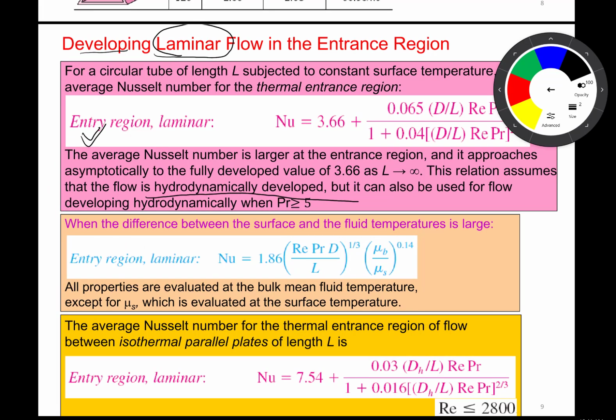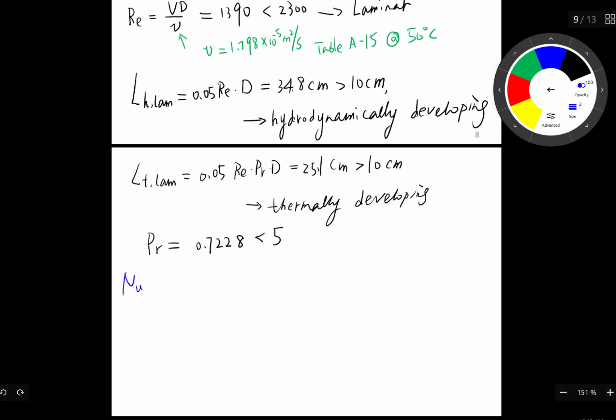Remember, for this problem, it is hydrodynamically developing and thermally developing. We won't be able to use this first correlation if the Prandtl number was larger than 5. However, in this question, the Prandtl number was smaller than 5, so we cannot use the first correlation, but we could use this one. Note, all properties are evaluated at the bulk mean fluid temperature, except for this mu s. So let's write the correlation.